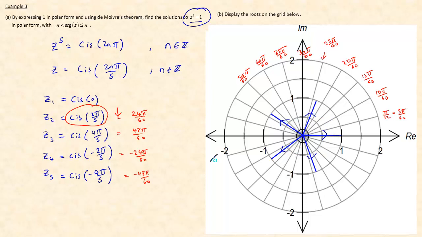Now in this case I actually labelled them, so this one Z1, Z2, Z3, and then we call this one here Z4, and this one here Z5. And as I say, you could actually label these so they go round in a numerical order if you want to.